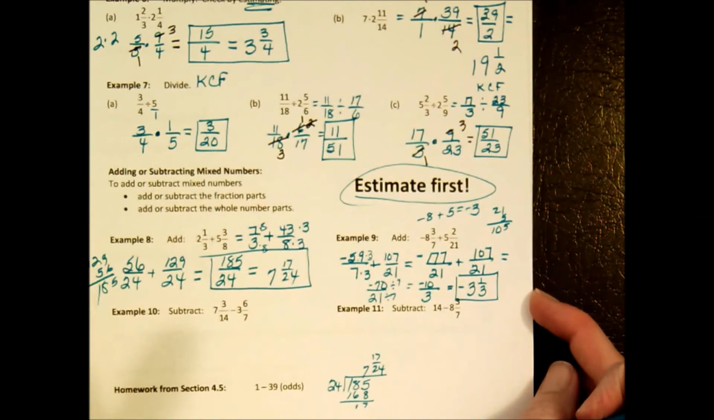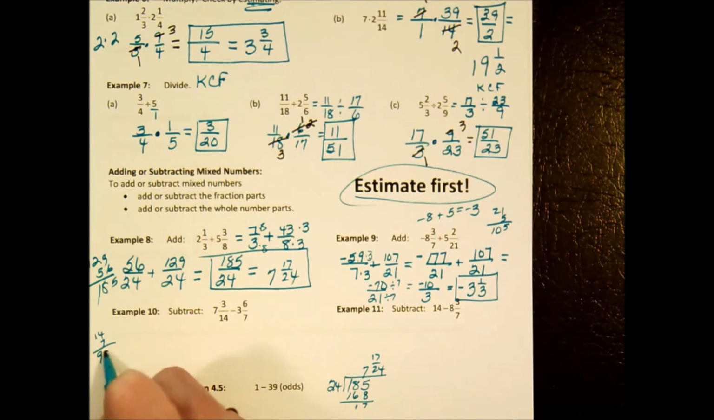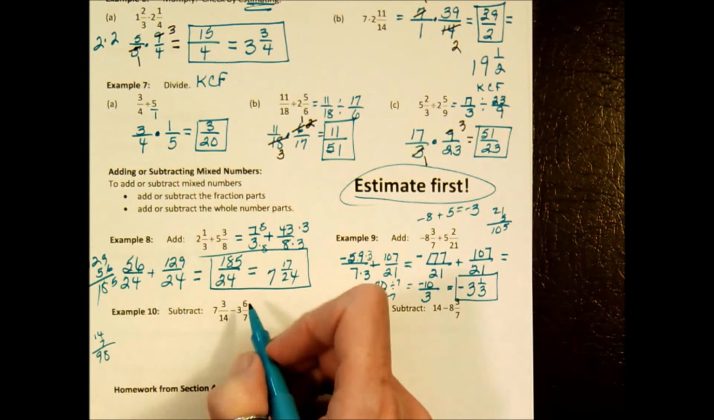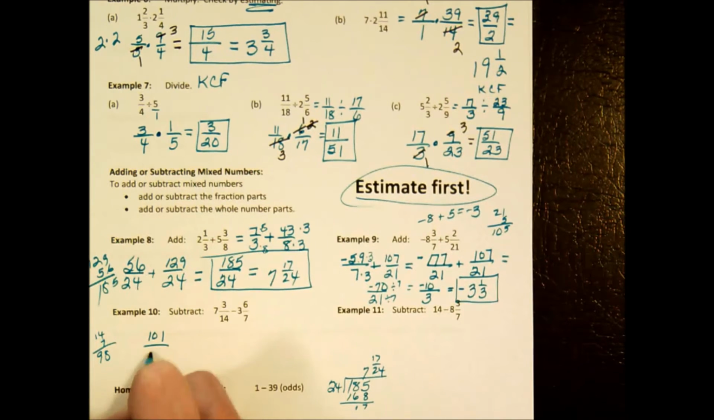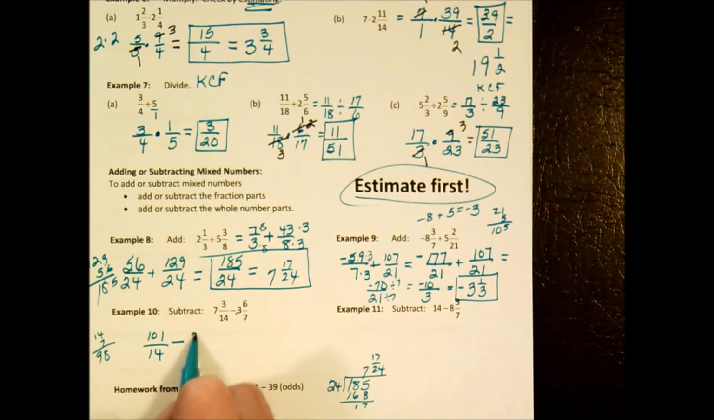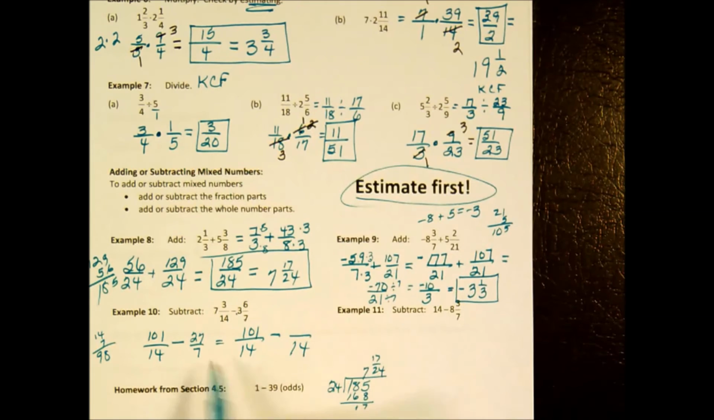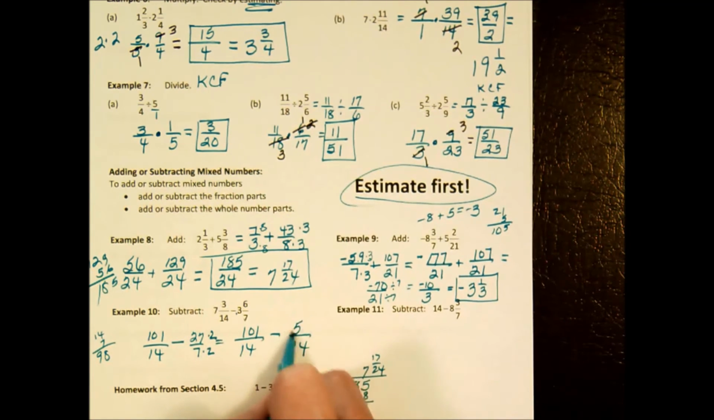All right, 2 more. Change them to improper fractions. 14 times 7 is 98, and 3 is 101 over 14. 7 times 3 is 21, and 6 is 27 over 7. You can see that your LCD is 14. Good, I don't have to do anything with that one. What do you do to 7 to get 14? Times 2. 2 times 27 is 54.